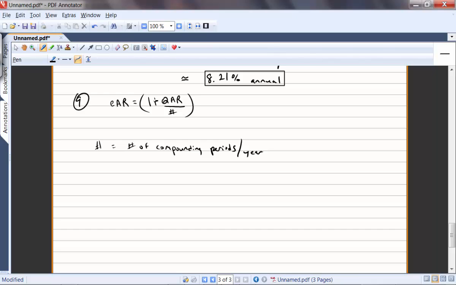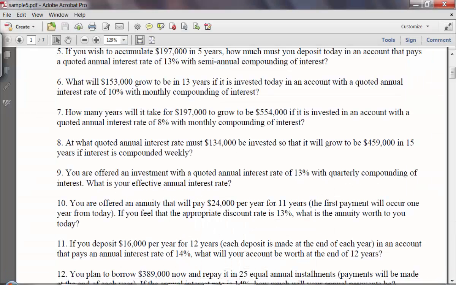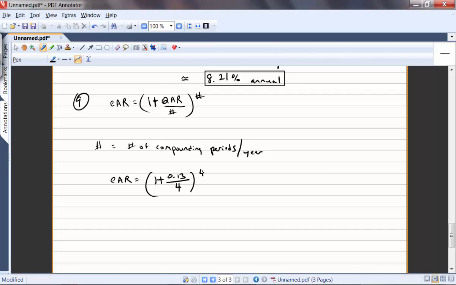So to find the effective annual interest rate, you just take 1 plus the quoted annual interest rate divided by the number of compounding periods per year, raised to the power of number. That's an equation for the EAR. So in this case, the EAR is 1 plus the 13% quoted annual rate. It's quarterly compounding. So there are 4 quarters in a year, raised to the power of 4. And then subtract 1. There's the formula.